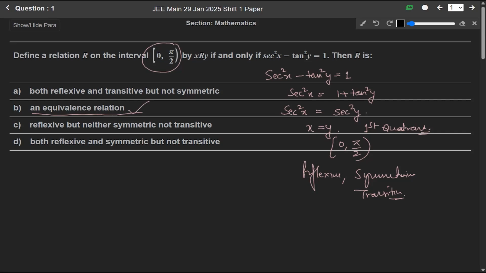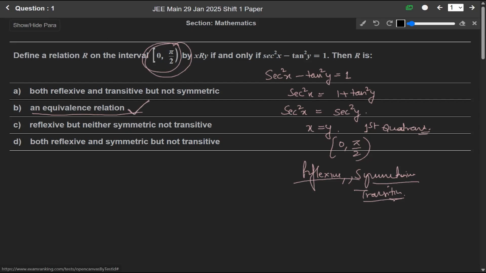If the interval were given as something other than 0 to pi by 2, this might not be the case. But here we are given the interval 0 to pi by 2, meaning it is in the first quadrant. So the given relation is reflexive, symmetric, and transitive. So the relation is an equivalence relation.